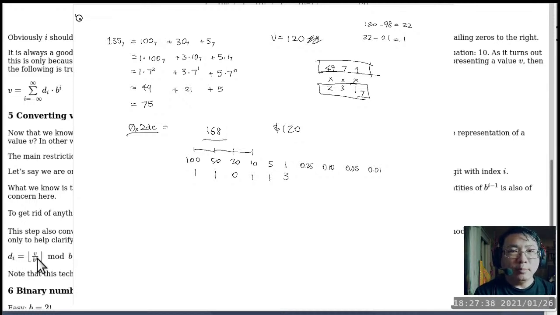And then we have v being the value being converted, and then b is the base.